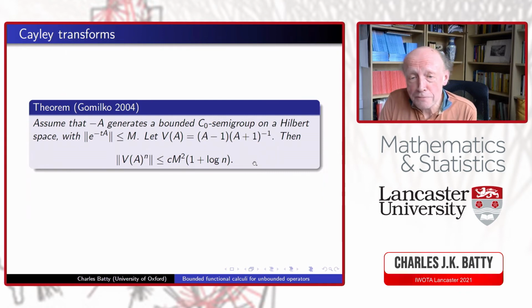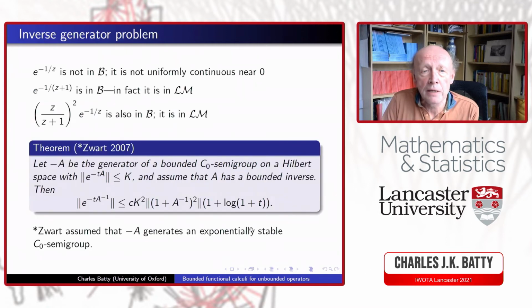Is that optimal for Hilbert spaces? That question I don't have an answer to. But Gamilka showed this in 2004 by ad hoc methods, just dealing with these particular functions. The inverse generator problem, this arose in around the 2000s, or maybe earlier.